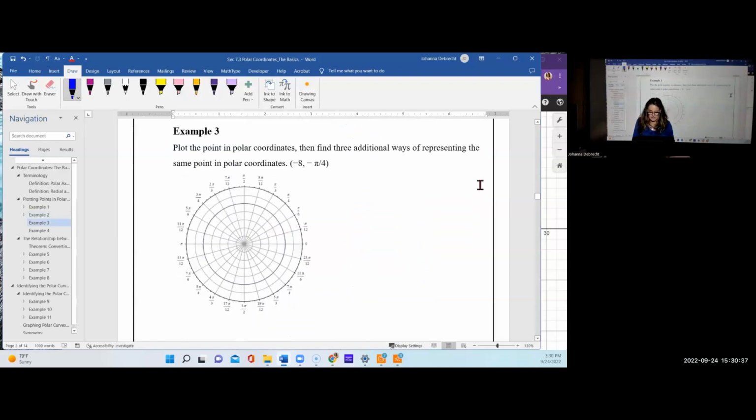Let's take a look at the next example. Go ahead and pause the video, work out the different names for the point and plot the point, then turn the video back on.